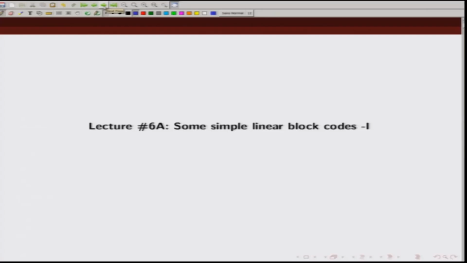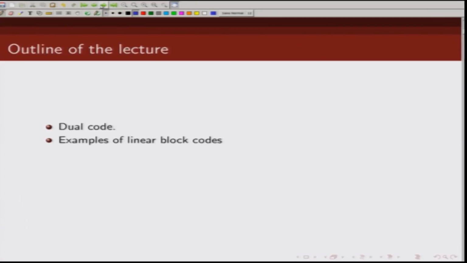Welcome to the course on error control coding and introduction to linear block codes. So today we will discuss some very simple block codes. This is the outline of today's talk.